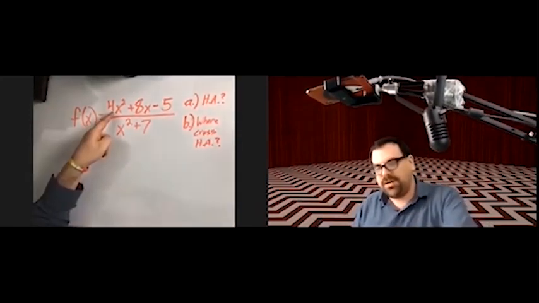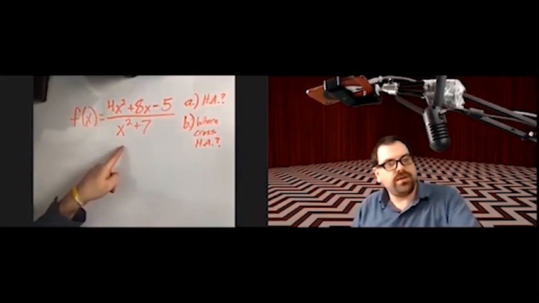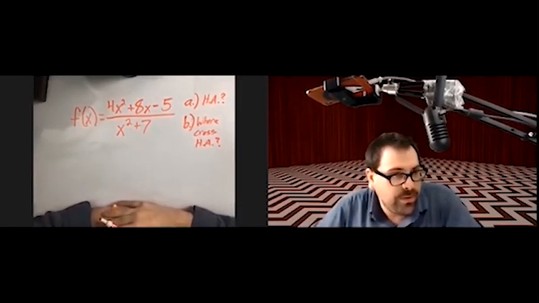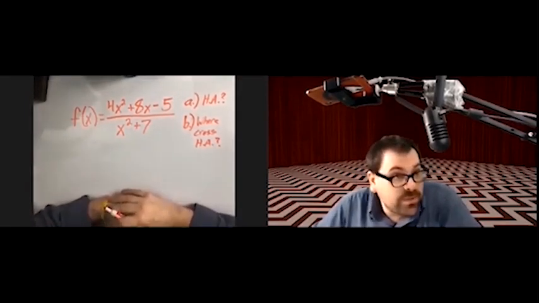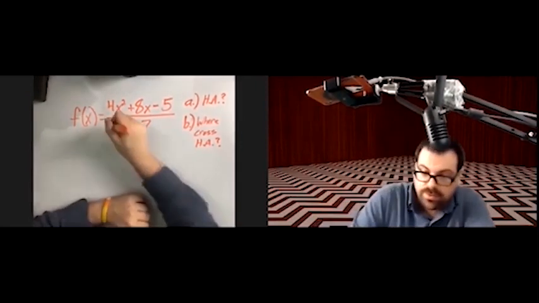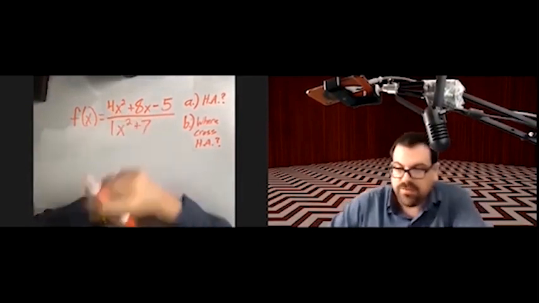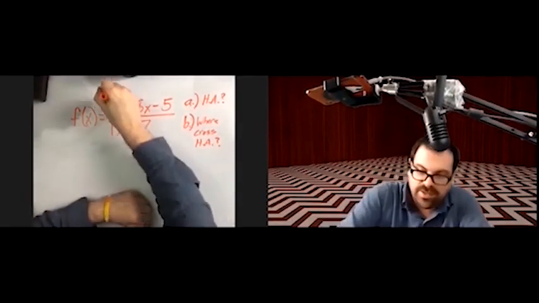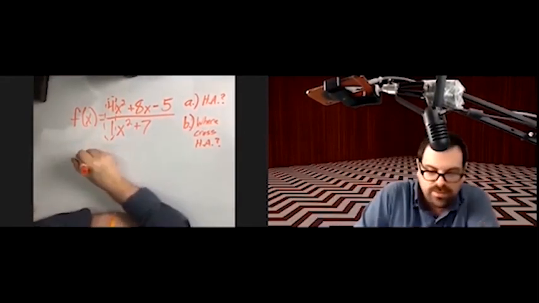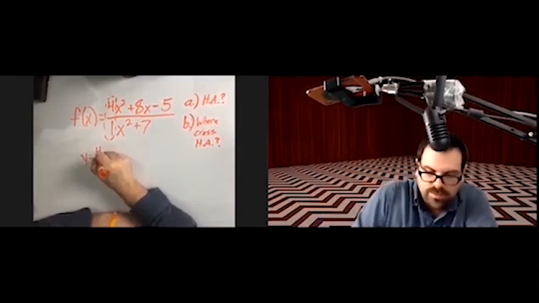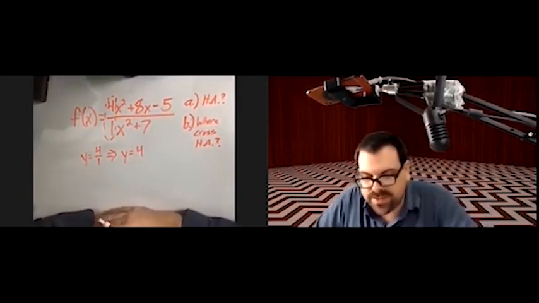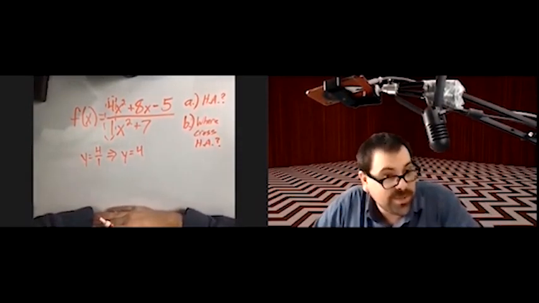So, degree of the top is 2, degree of the bottom is 2. Squared is the highest power we have for both. So the horizontal asymptote will be a ratio of the leading coefficients. That ratio is 4 over 1. So y equals 4 is the horizontal asymptote.